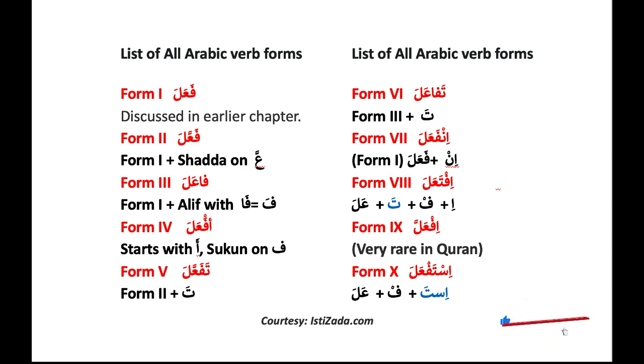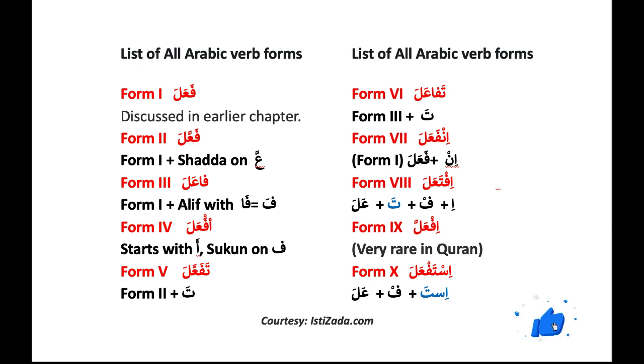Form 5. Look at this. Form 5 has actually taken the changes from form 2, because form 2 already we have as fa''ala, and on form 5 letter ta has been added before form 2. So fa''ala has become tafa''ala. MashaAllah. Form 6, form 3 and form 6 have some similarity. So here form 3 is faa'ala, and on form 6 letter ta has been added before form 3, making it tafaa'ala. It was faa'ala in form 3 and it is tafaa'ala in form 6.